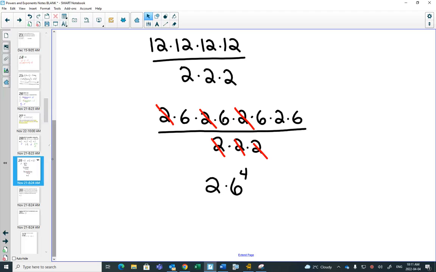You could also just cancel, what if you did it this way? 2 can go with... yes, and 6 times 6 times 6 times 12. Yes, it's the same thing because that last 12 you could make 2 times 6 and then it would make this same thing.